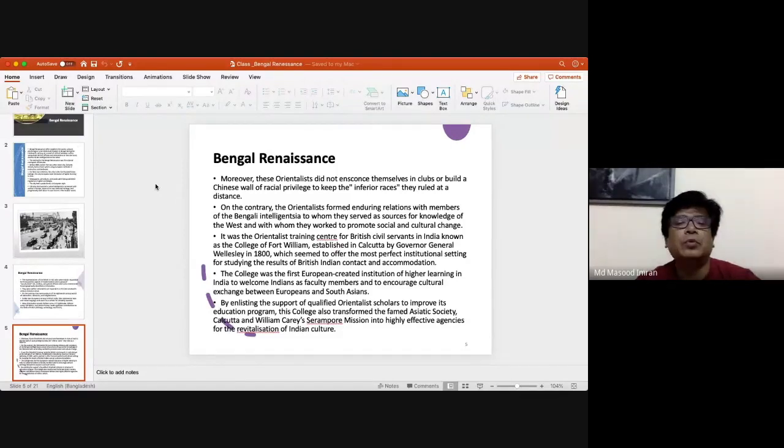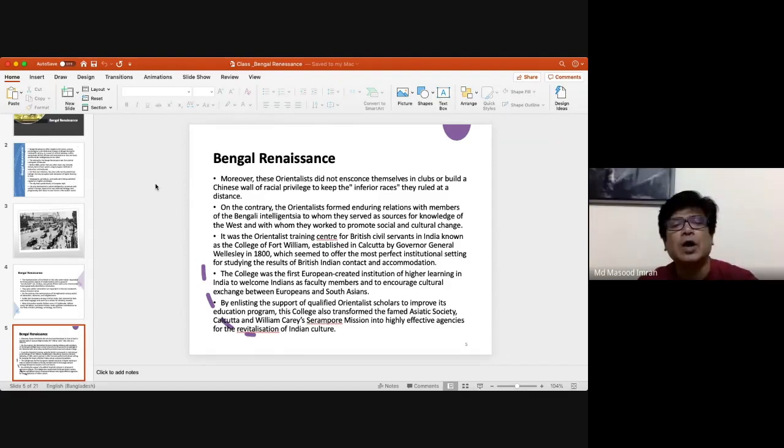But this type of Orientalist, Britishers from Europe, were not like that. They didn't spend that much leisure time in clubs or other things, and they always tried to meet with the local people, local elites, and also local pundits, and they loved to spend time in their research works. On the contrary, the Orientalists formed an enduring relation with members of the Bengali intelligentsia, to whom they served as a source of knowledge of the West and with whom they worked to promote social and cultural change.